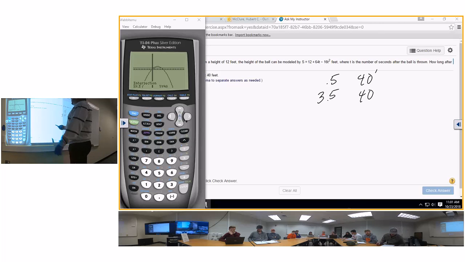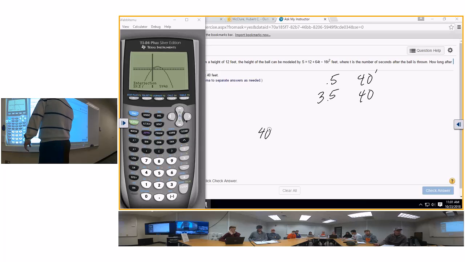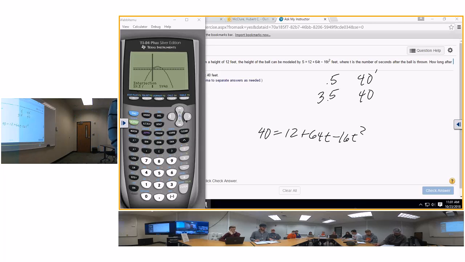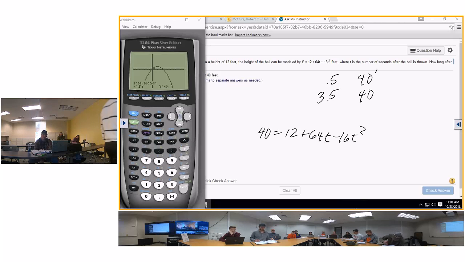Now you can do that also by setting equal. 40 is equal to 12 plus 64t minus 16t squared and solve it. Okay? So that's 3 or 4 questions. We'll continue with questions on Thursday. Y'all have a good day.